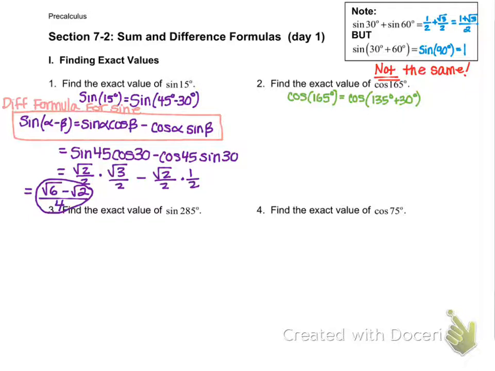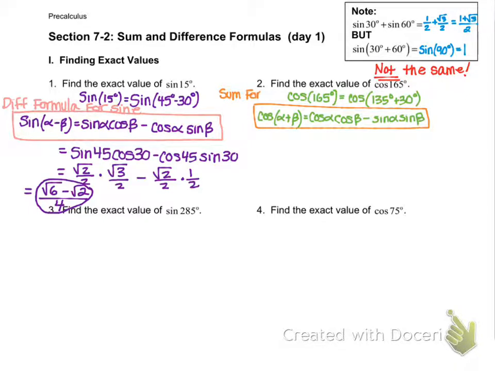So if I'm adding with cosine, that formula looks like this. Cosine of alpha plus beta equals cosine of alpha times cosine of beta minus, note that with cosine we're going to have opposites, sine of alpha sine of beta. So this right here is the sum formula for cosine.